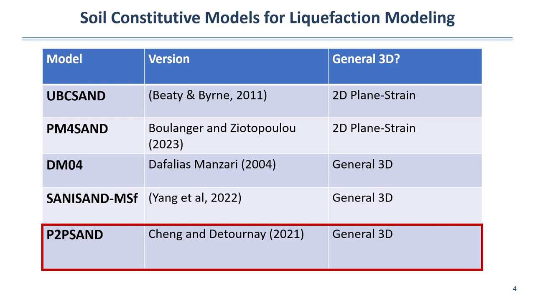The framework DM04 from UC Davis is a general 3D framework. And from that, PM4Silt and PM4Sand were developed. So they are both 3D frameworks and can model 3D problems. So in this presentation, I won't go in depth into comparing which one is better, but I will select the PM4Sand model, which is available in the FLAC3D program, to analyze some of the 3D aspects of the problem.